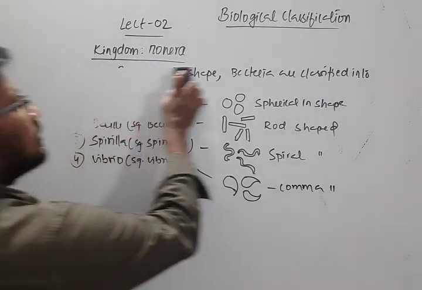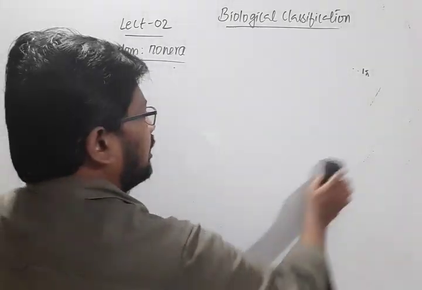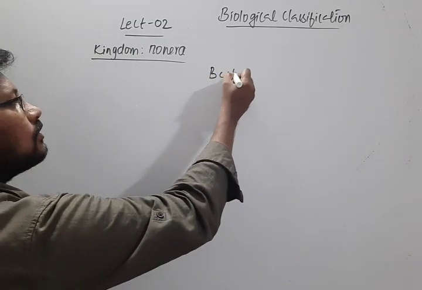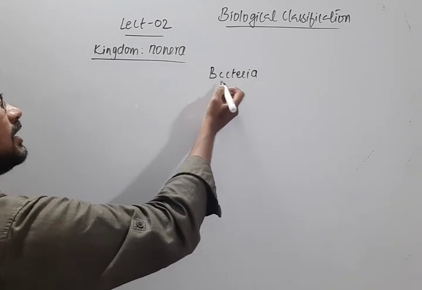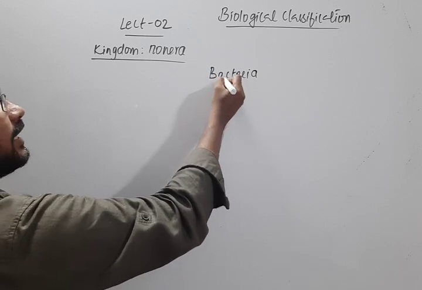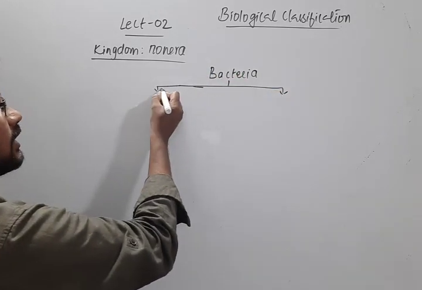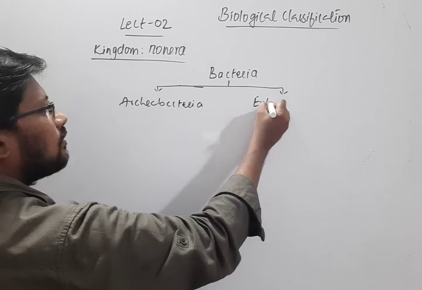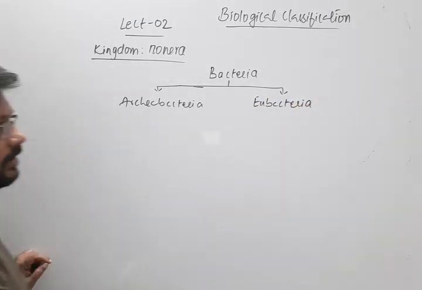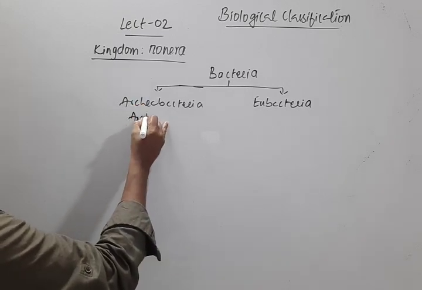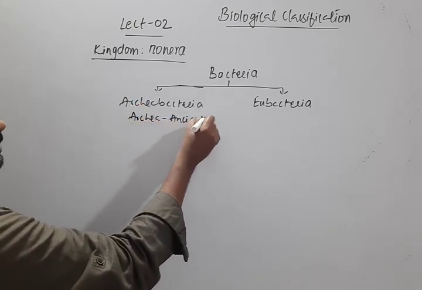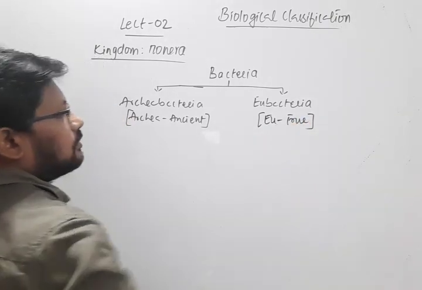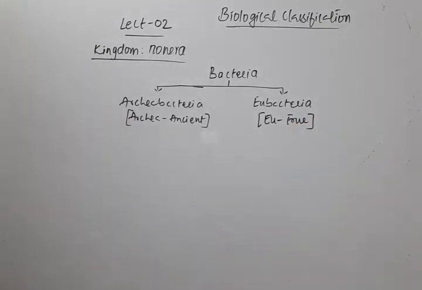The bacteria are divided into two main groups. All those bacteria included under the kingdom Monera are divided into two main groups. One is called archaebacteria and the other is called eubacteria. Here archaea means ancient, and eu means true. So true bacteria and ancient bacteria.